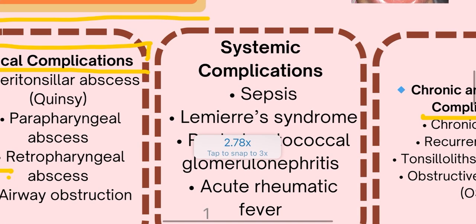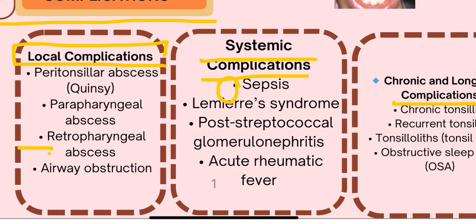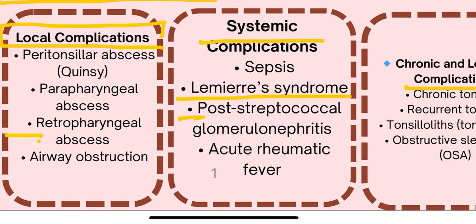Regarding systemic complications, we have sepsis, and something called Lemierre syndrome, which is thrombophlebitis of the internal jugular vein, which lies just nearby the tonsillar tissue on the lateral surface. We have post-streptococcal glomerulonephritis and acute rheumatic fever.